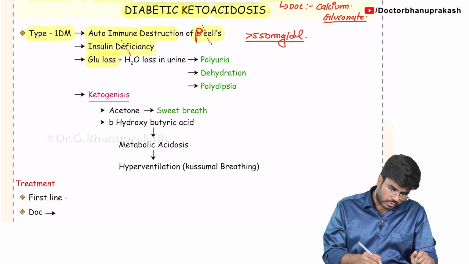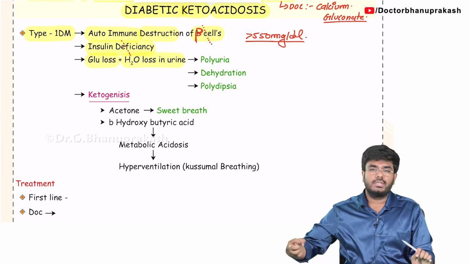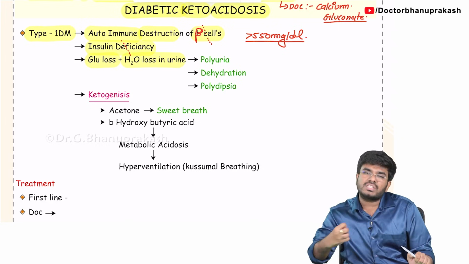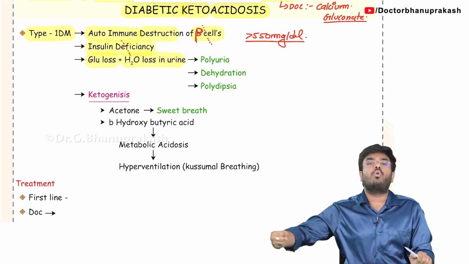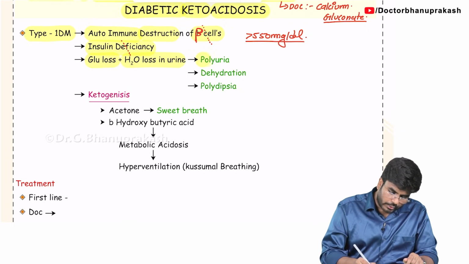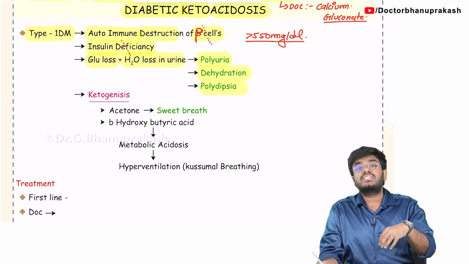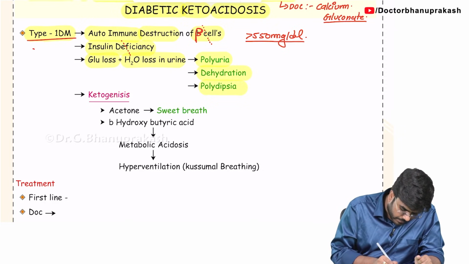Now wherever glucose goes, water follows. Glucose is like a sponge, guys. So what this glucose is doing is causing osmotic diuresis. Wherever the glucose is going, it is absorbing the water and taking the water out. So because of this, there is polyuria, dehydration and polydipsia. Especially this is happening in a child. Type 1 diabetes is especially seen in children, right?